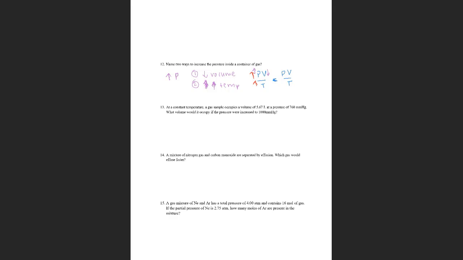Okay, so 13 says, at a constant temperature, a gas sample occupies a volume of 5.67 liters at a pressure of 760 mmHg. What volume would it occupy if this pressure was increased to 1,000? So which equation are we using for this problem? Yes, exactly. We're going to be using P1 V1 equals P2 V2.